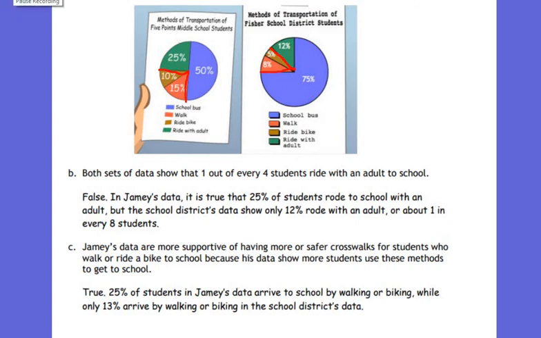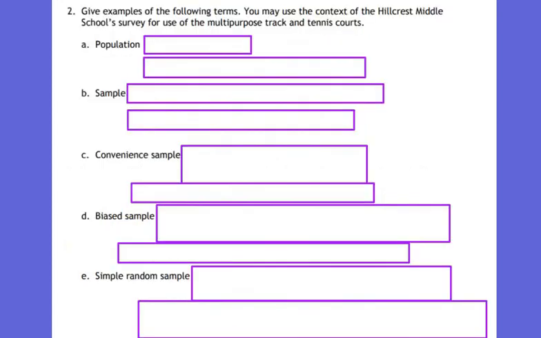Okay, number two, we're going to define some vocabulary words that are going to be used in this topic and give examples of them. The first word we have is population. And population can be any amount of size. I could start real large as to the population of the world, and I could start narrowing it down to North America. I could narrow down more, United States. I could narrow down more, Louisiana. I could narrow the population down more, Lake Charles.